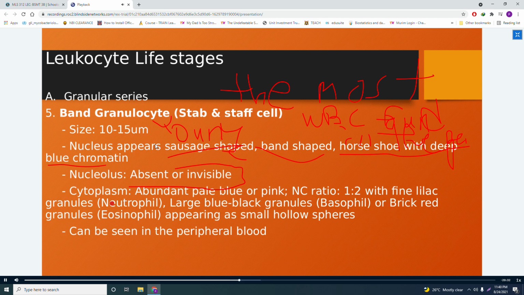granulocyte. So first, for your neutrophil, they are characterized by fine lilac granules. For your eosinophil, they are characterized by brick red granules. Pag basophil, they are characterized by blue to black granules. This appears as small hollow spheres, yung mga cytoplasmic inclusions, and can be seen in the peripheral blood. Okay. Any questions, class? None?